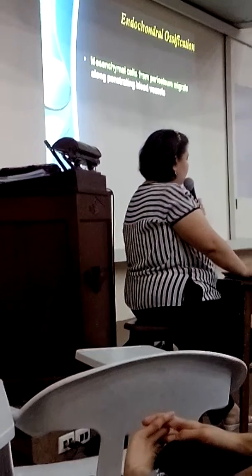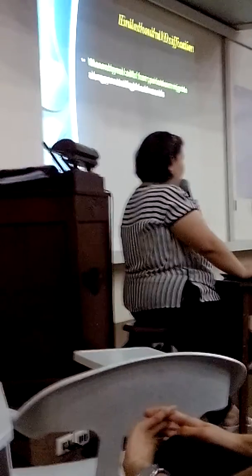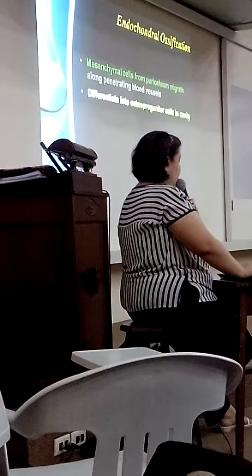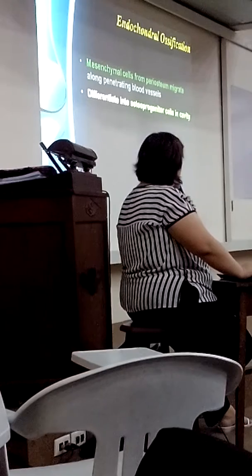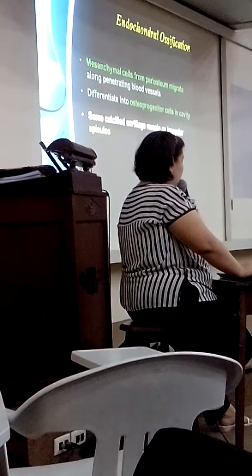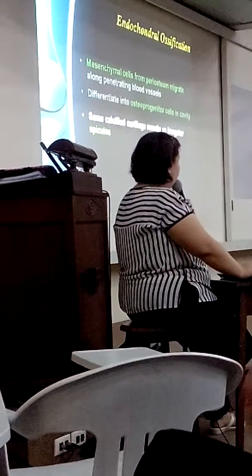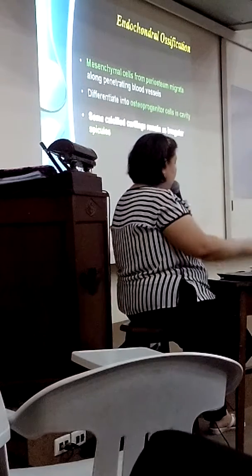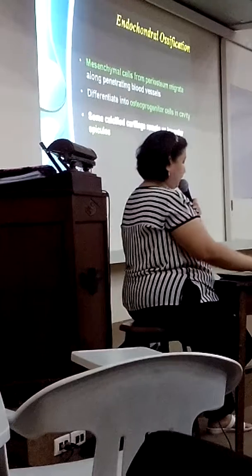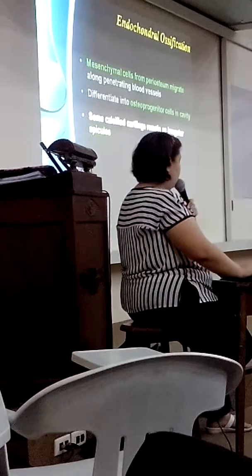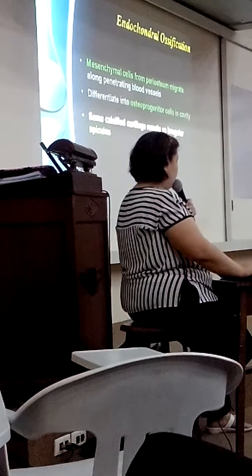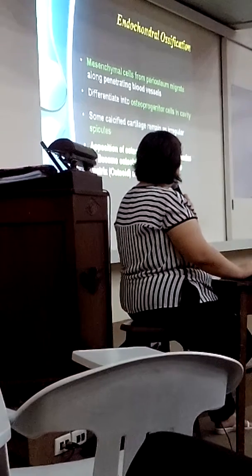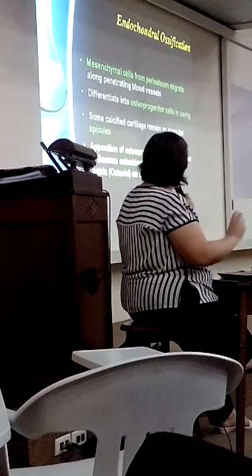So mesenchymal cells from the periosteum migrate along the penetrating blood vessels. Remember, they already went into the cavity. They differentiate into osteoprogenitor cells in the cavity, and some calcified cartilage remain as irregular spicules. Like previously we discussed, there were spicules. The endochondral ossification will also involve the spicules, but this time we have calcified cartilage also in the middle, and they remain irregular, but later on they will calcify, they will turn into bone.